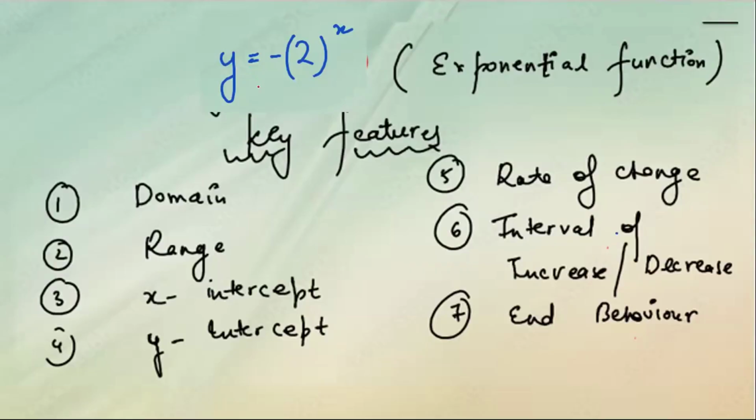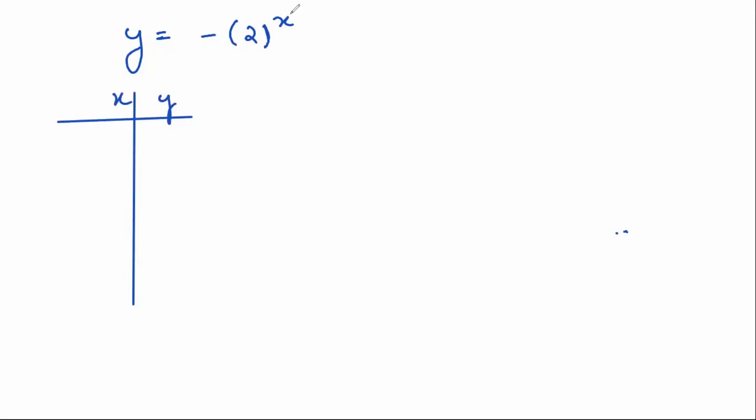So this is my exponential function: y is equal to minus 2 raised to the power x. So the minus is separate, which is multiplication basically, right? Now, to make the graph we should have some values of the input, and according to that we will get the output. So this is my x, this is my y. This is always my input and the output is this one. Or we can write y as f of x also, right?